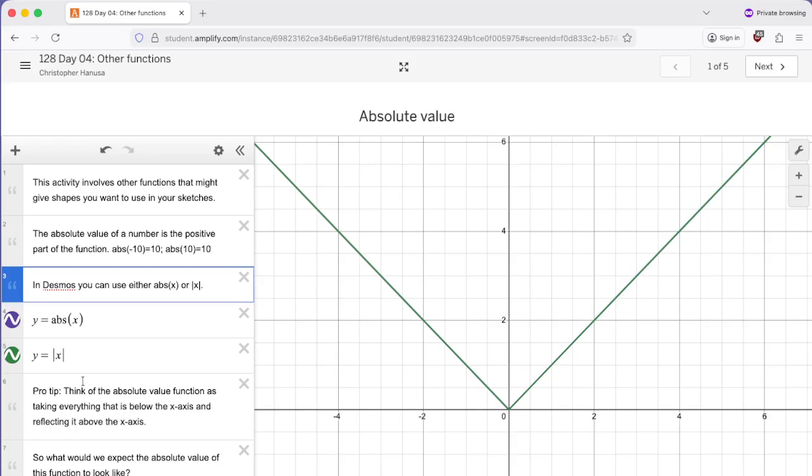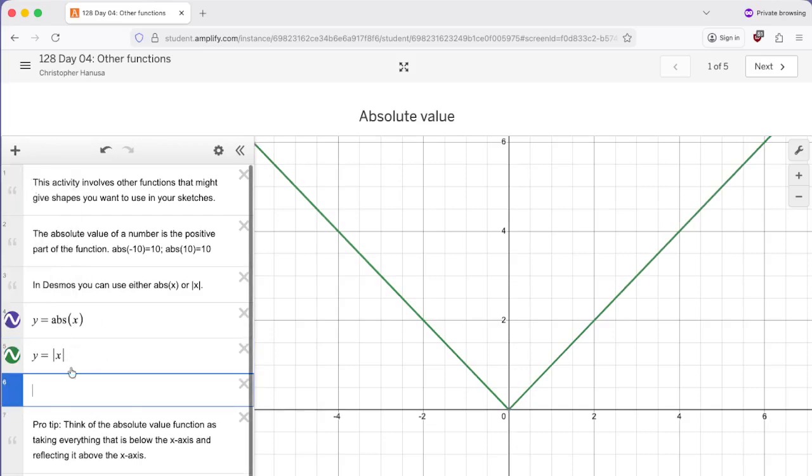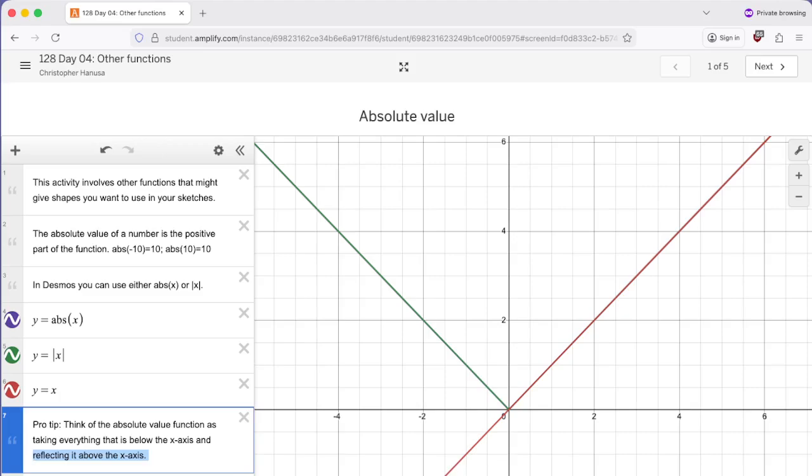Let's say we wanted to understand what's happening in an absolute value function. One thing you could do is think of the absolute value function as taking everything that's below the axis. Here's y is equal to x, this red line, and it's reflecting it above the x-axis. So everything below the x-axis gets flipped above the x-axis onto this green line.